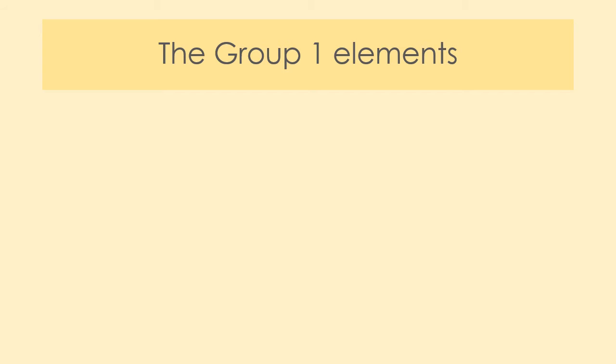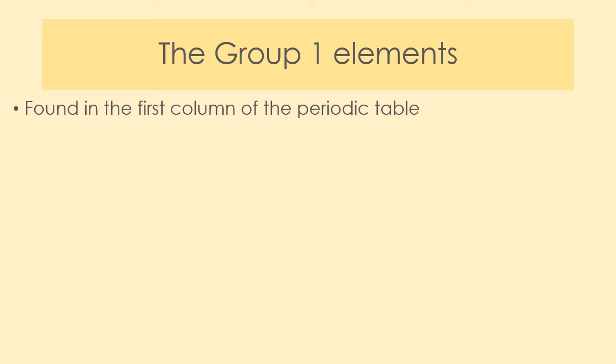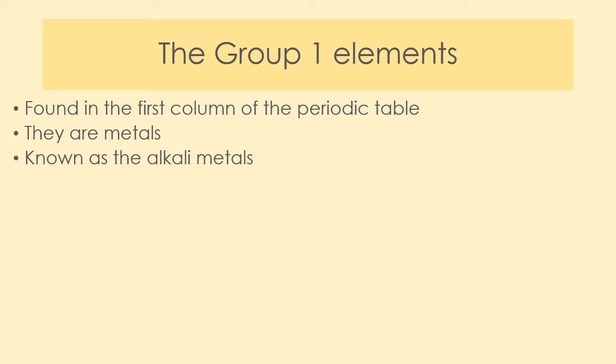So, the Group 1 elements. Now they are found in the first column, that's the bit going down, of the periodic table. And because they are on the left-hand side of the periodic table, they are metals. And they're known as the alkali metals. We'll come on to that a bit more later. And they have some properties.